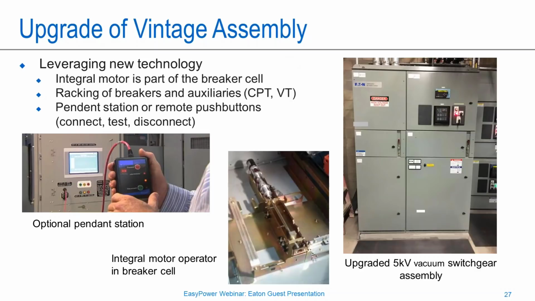Here we have a picture of a pendant station that's available. So there's a handheld pendant station where the operator can both open and close the circuit breaker remotely and also rack the breaker onto or off of the energized bus, connected, tested, and disconnected. And in this case, there's a picture of the updated switchgear. So again, anytime the breaker needs to be opened or closed or racked on or off of the bus, this pendant station can be used.